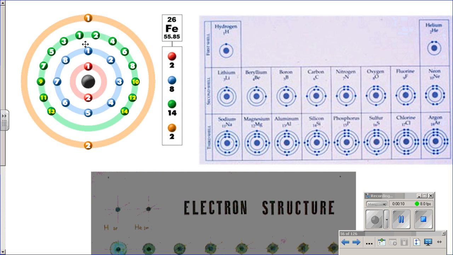Does this look familiar to you? Something like a ring-like structure like this. You've probably seen this when you were in middle school. This is what we used to call the Bohr model. Well, the Bohr model is only true for hydrogen.